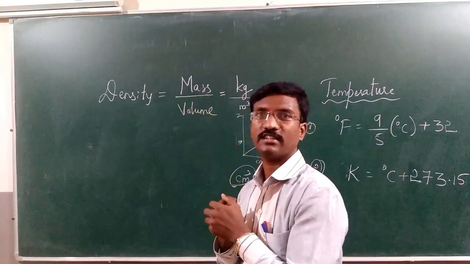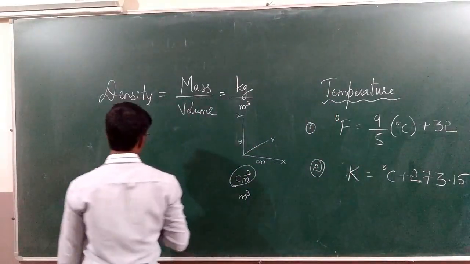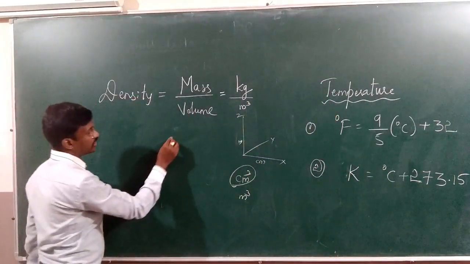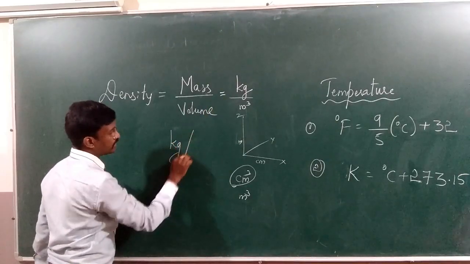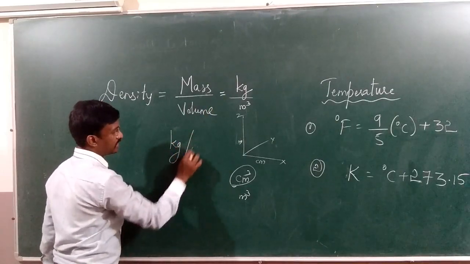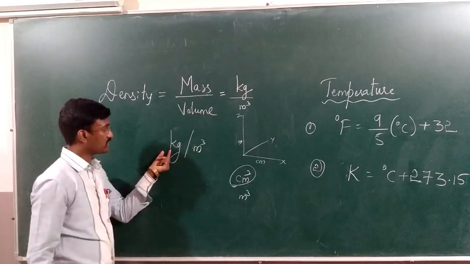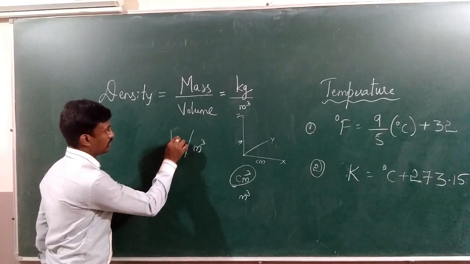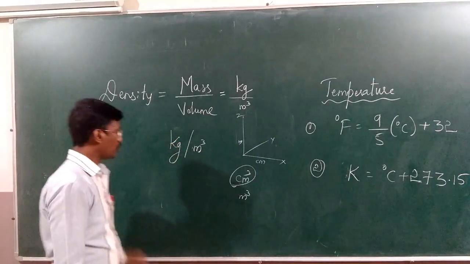This is called density. And they will ask you the SI unit of density. The SI unit of density is kg per meter cube. Kg upon meter cube. That upon we are calling as kg per meter cube. This is capital K. Kg per meter cube.